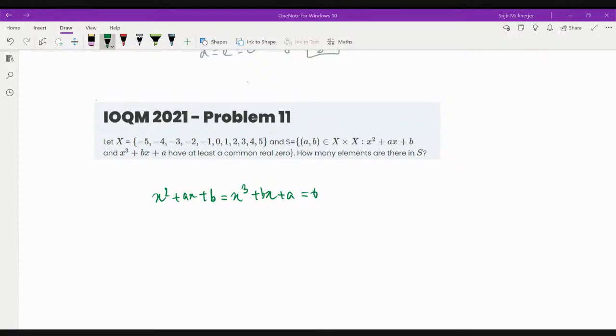So what's next? How can you approach this problem now? Interesting. Yes, so that's the idea. You have these two equations, guys: x square plus ax plus b is equal to 0 and x cube plus bx plus a is equal to 0.